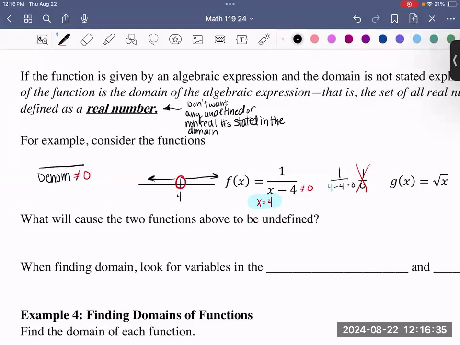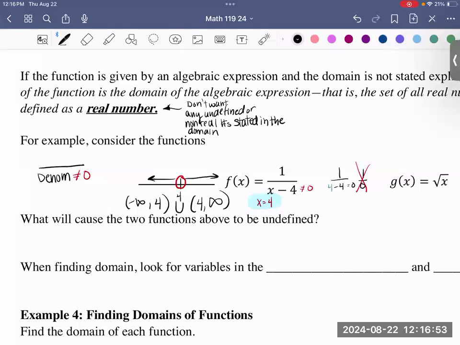So in a visual sense, what would be your domain? We're going from negative infinity. We're going to travel all the way to 4. We're then going to jump over 4. So union, and again, jumping over 4 to then infinity.